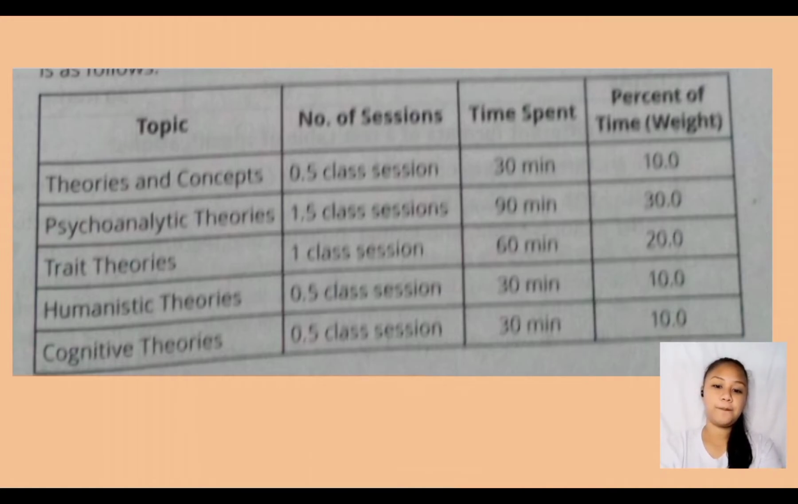For the humanistic theories naman po, ang number of session niya is 0.5 class session. Ang time spent naman po is 30 minutes. Ang percent of time niya naman po is 10.0. Ang cognitive theories naman po, ang number of session niya is 0.5 class session. And time spent niya naman po is 30 minutes. Ang percent of time niya naman po is 10.0.